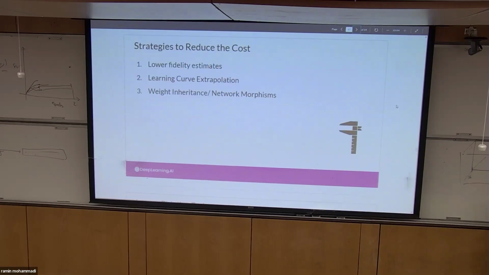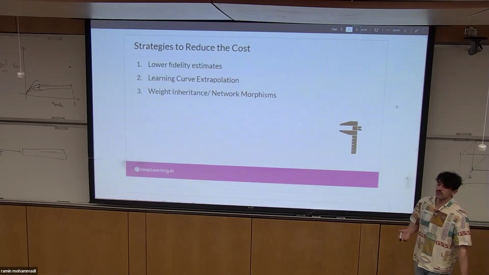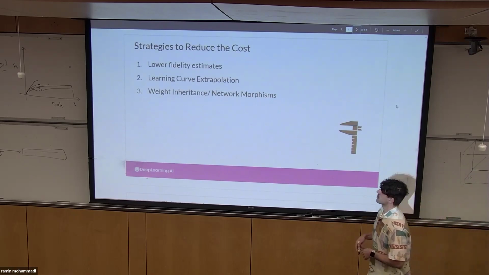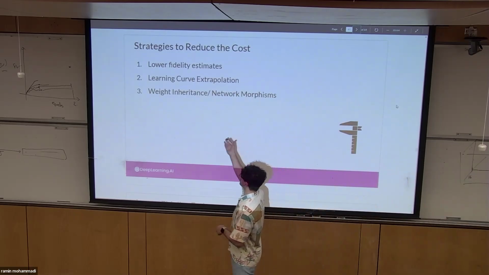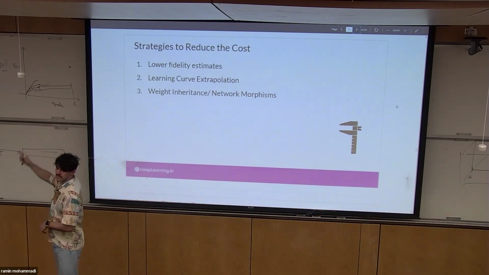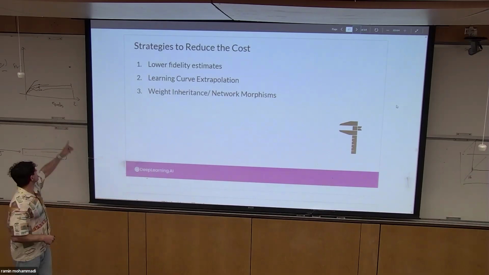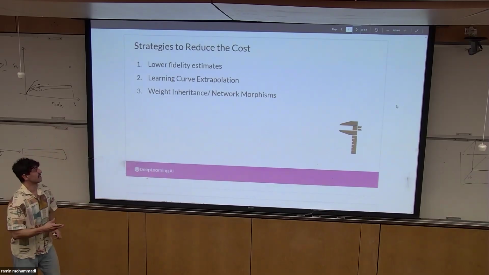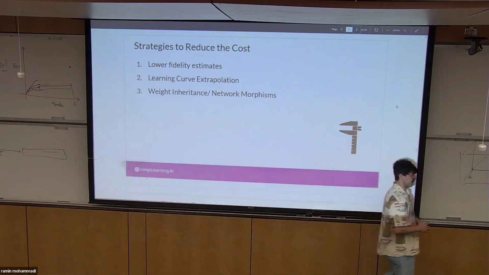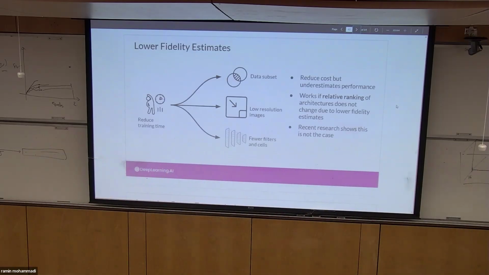Now, there are a couple of techniques that you can use for reducing these costs, okay? One of them is called lower fidelity estimate. The other one is learning curve extrapolation, which is the same thing that Keras does over there, Keras Tuner, this one. And the other one is weight inheritance or network morphism, okay? And I'm going to go over this one.